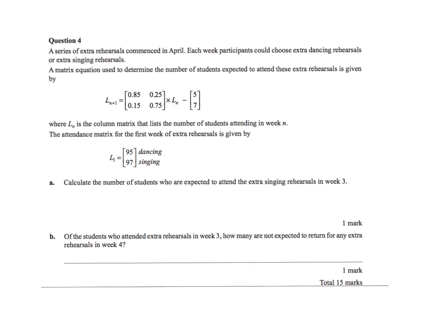Okay, so this was taken from a question in the exam. It led on from question 3. The school was in a Rock Eisteddfod competition. A series of extra rehearsals commenced in April. Each week participants could choose whether they do extra dancing rehearsals or extra singing rehearsals. And the matrix equation used to determine the number of students at these rehearsals is given by.